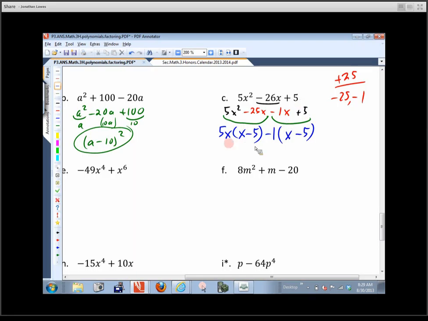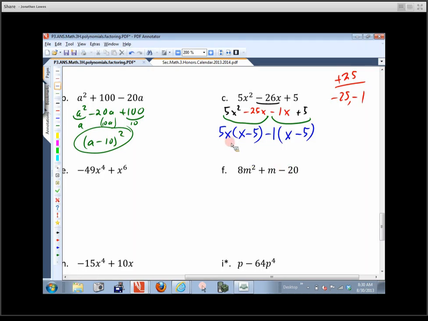Okay. Tara, how many terms do I have now? I only have 2 terms. I have this term and I have that term. Remember, that minus right there is outside a set of parentheses, so it breaks it into this piece and this piece. Okay? So what do I do?